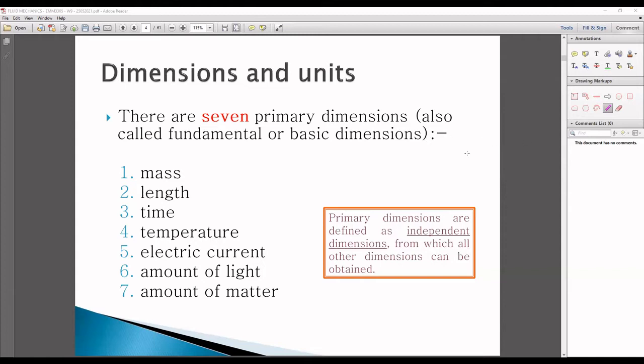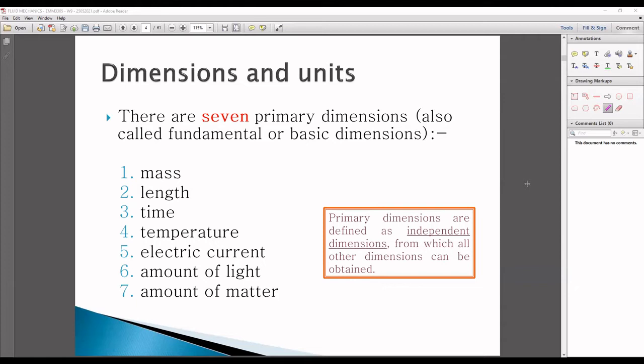Okay, I have a footnote here in the box. Primary dimensions are defined as independent dimensions. Remember, they are independent dimensions from which all other dimensions can be obtained. For example, I give you a simple example, which is speed. Sometimes you refer to it as velocity if you are dealing with a vector component.